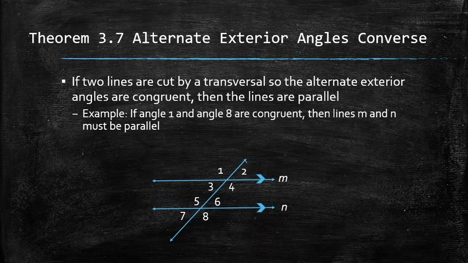Theorem 3.7, Alternate exterior angles converse. If two lines are cut by a transversal so the alternate exterior angles are congruent, then the lines are parallel. For example, if angle 1 and angle 8 are congruent, then lines M and N must be parallel.